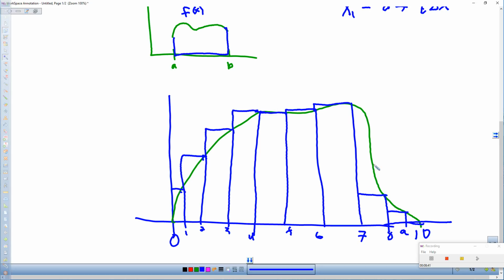Mm-hmm. How do you know how short 7, 8, and 9 are? Well, what I was doing with this one is a right-handed rectangle. Yeah, we're just using the right endpoint. So we're just taking from 1 going up until we hit the graph. So this right here would be f of 1. This would be f of 2.